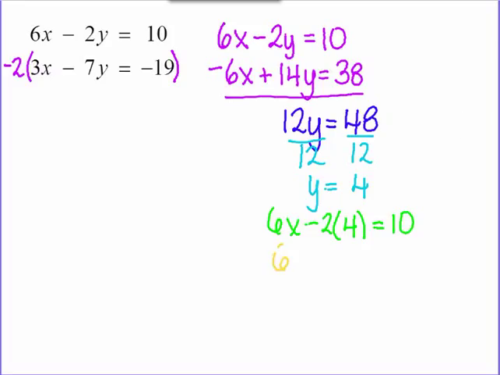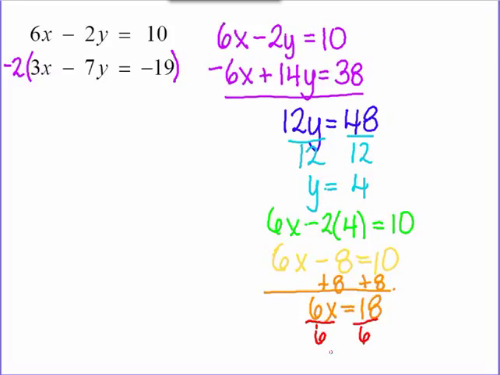So 6x minus what? 8 equals 10. What do you do now? Add 8. So you end up getting 6x to equal 18. Now I'm going to go ahead and divide both sides by 6. And so I get x to equal 3.